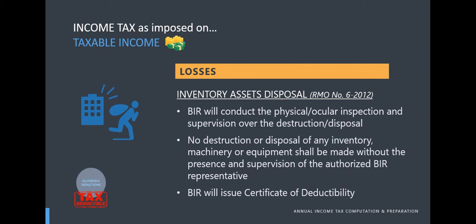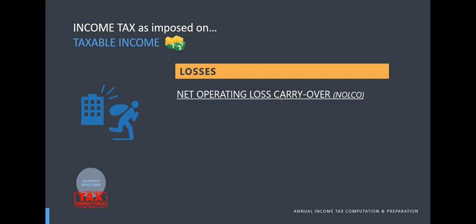So, in case the taxpayer just deducted losses from inventory assets disposal without coordinating this with the BIR, the said deduction for losses or for the inventory assets disposal will be disallowed for income tax purposes.